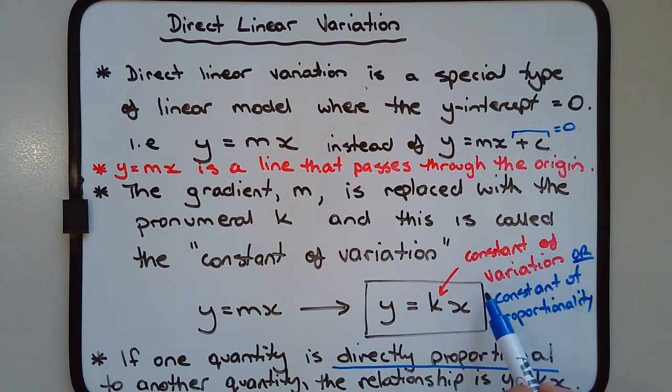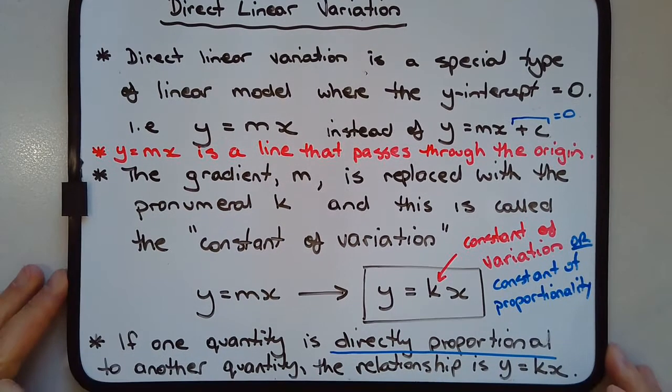So k is called the constant of variation. Sometimes it's called the constant of proportionality. That's a more complicated term that means the same thing, but both can be used interchangeably. Now, if one quantity is directly proportional to another quantity, and you might see this term, directly proportional, you know then that the relationship is of the form y equals kx. So that's very important. That's why I've underlined that.